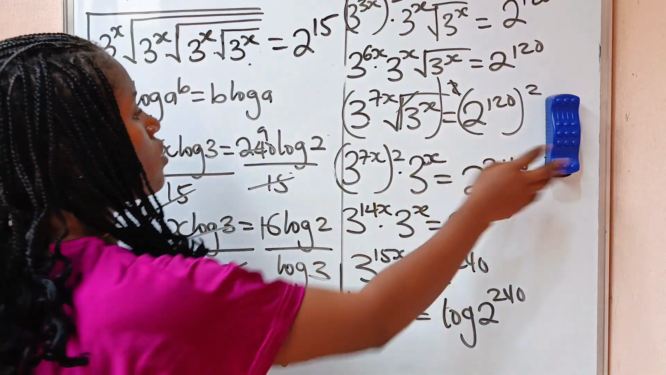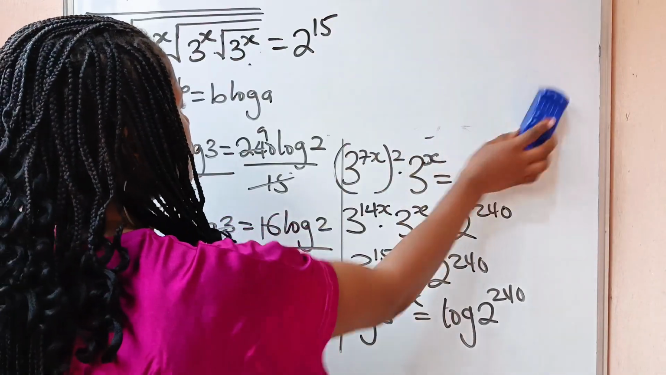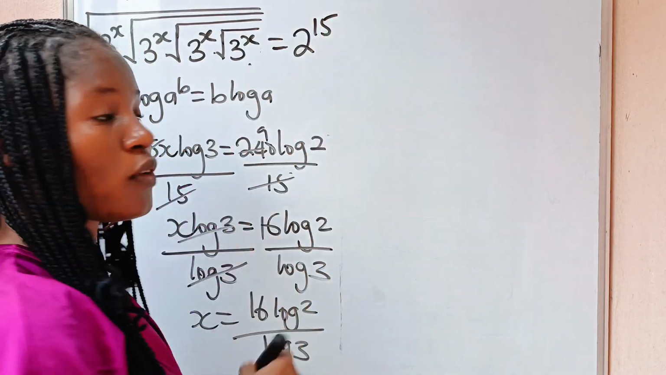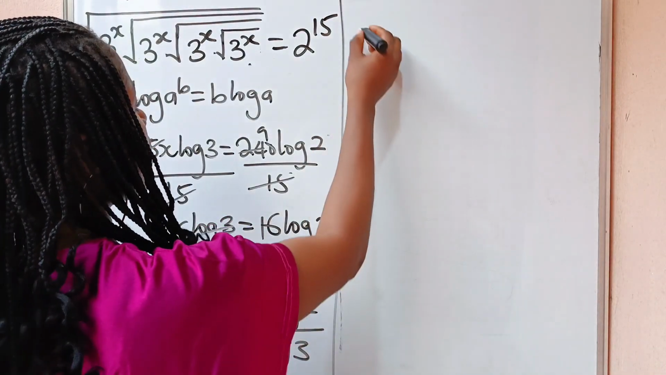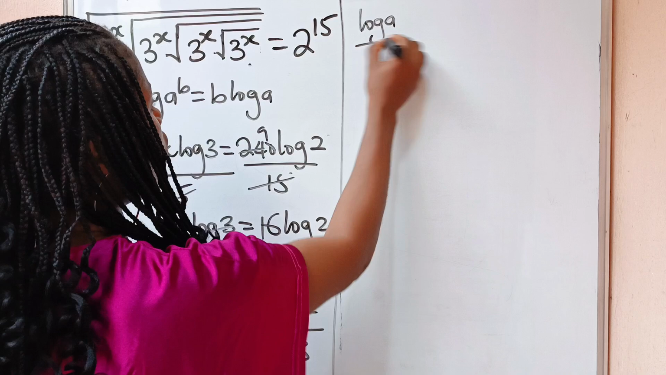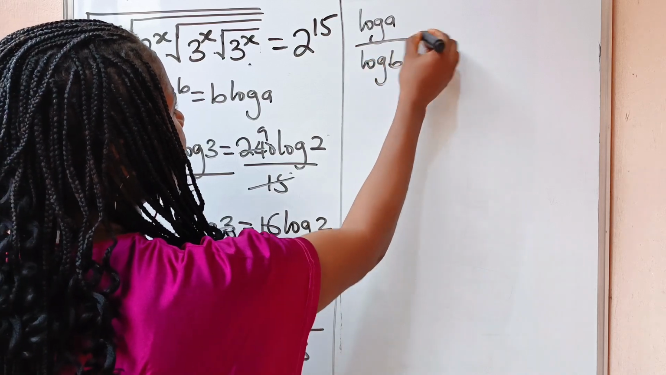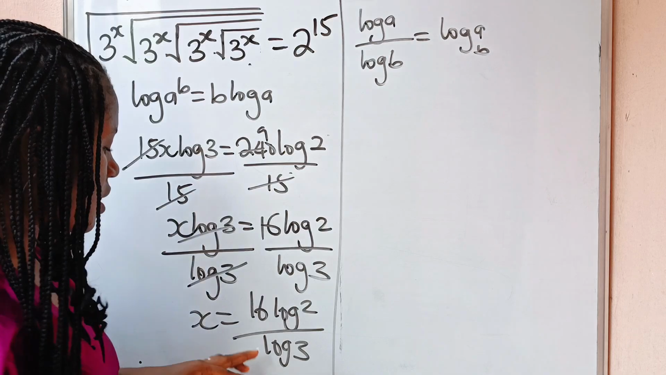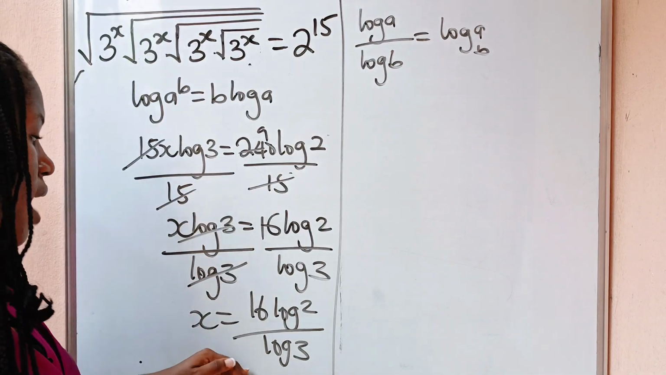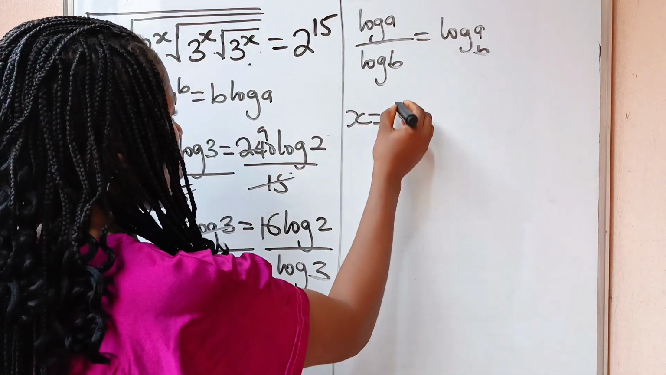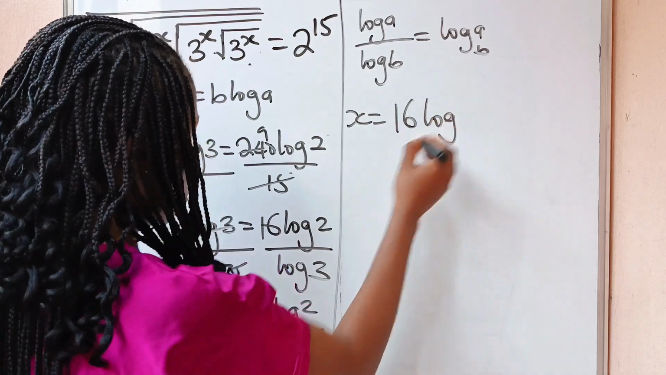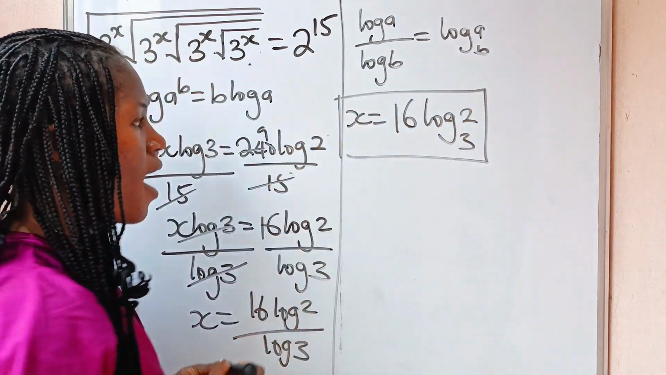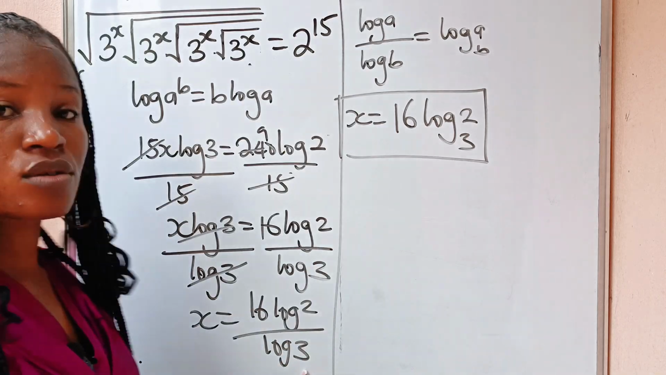Now I want us to recall this law of logarithm, the law of logarithm that states that log a over log b is equal to log a base b. So that simply means that we can rewrite this as what? X is equal to 16 log 2 base 3. So this is the final answer. This is correct and this is also correct.